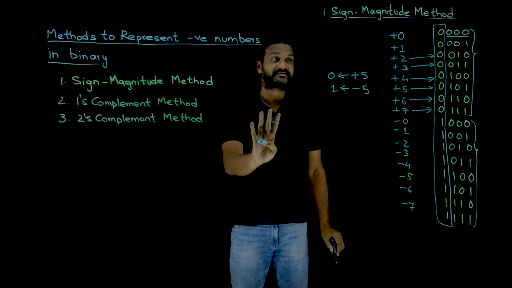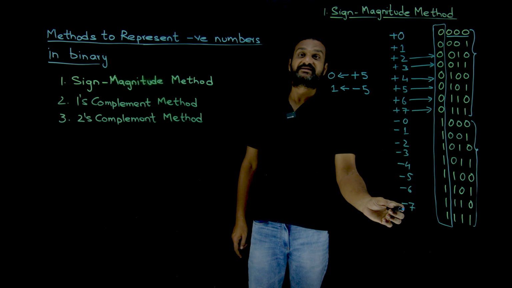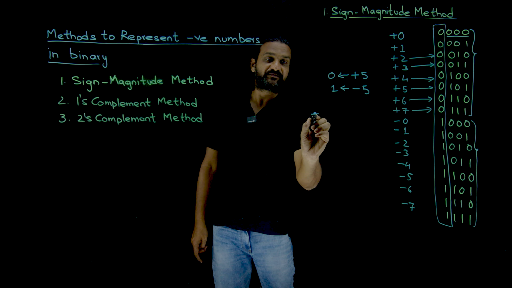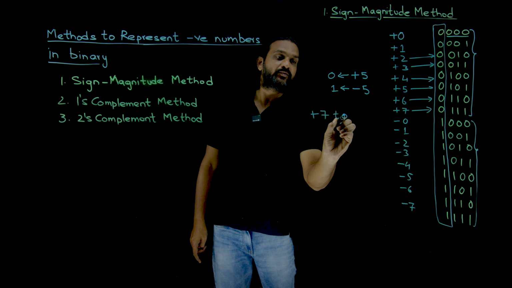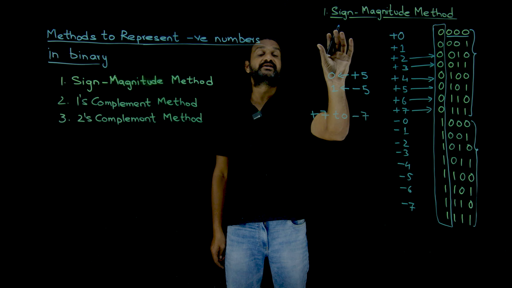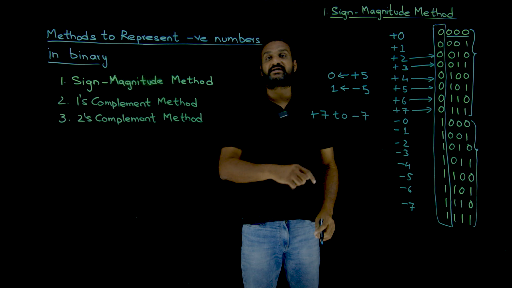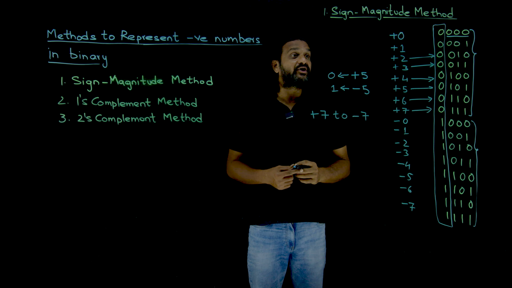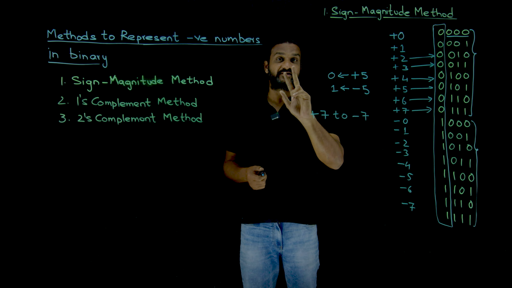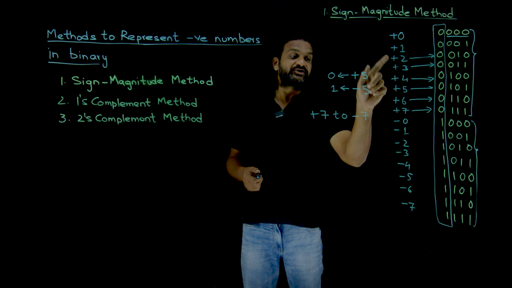Try to understand this: what are the numbers that are possible? It is plus 7 to minus 7. These are all the numbers represented by the sign magnitude method. But this is not practically implementable. Why? Because this number system supports zero in 2 different ways, plus 0 and minus 0, which creates confusion in the entire computer industry.